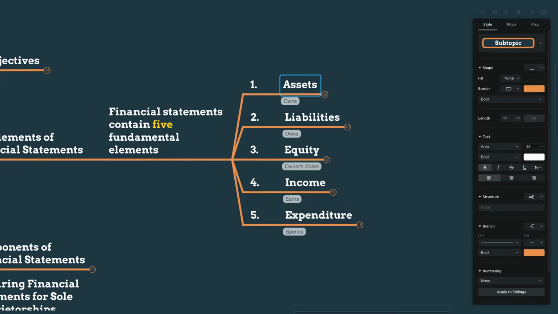We must know what we are owning as a business, right? Owned by the business, okay? I'm not talking about the owner here. What the business owns is assets. Liabilities is what it owes. Equity is the owner's share in the business. Income is what you are earning. And expenditure is all about spending. If you understand these five elements, you understand almost 90% of your accounting, right?